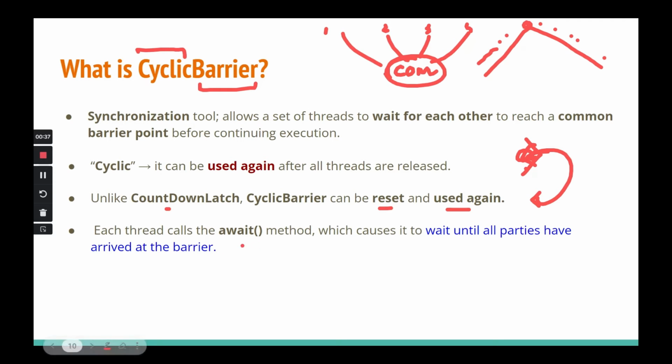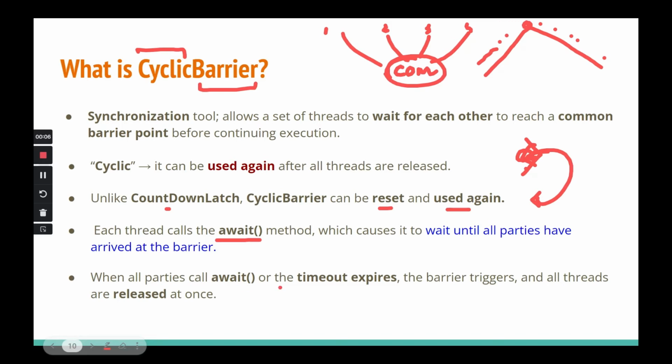Each thread calls the await method, which causes it to wait until all parties have arrived at the barrier. Over here, the await method is called by the participating or worker threads, like the friends who are now in progress in execution. They themselves will call the await method and wait until all the threads have reached the common destination, the common point that they want to reach.